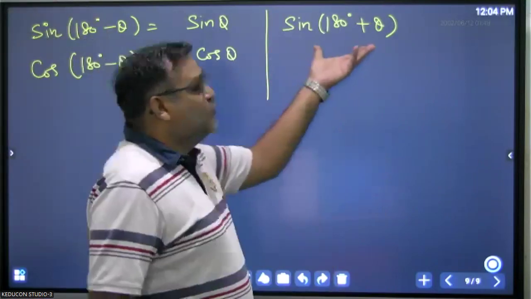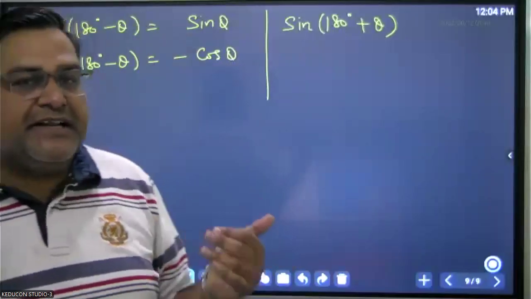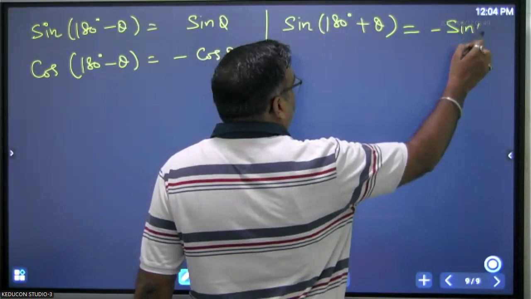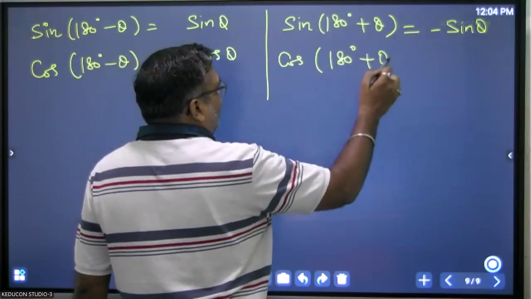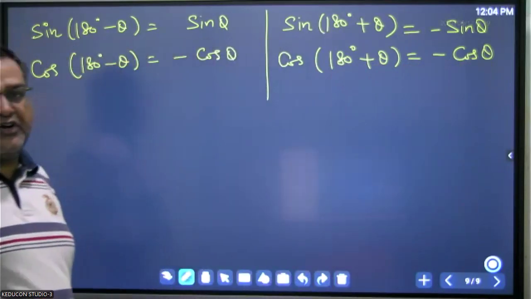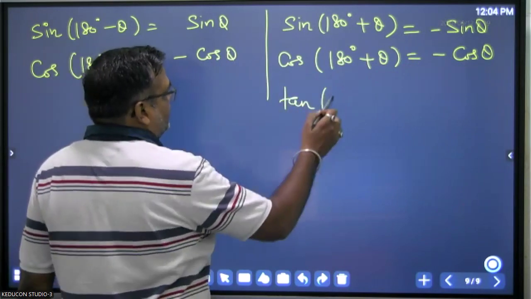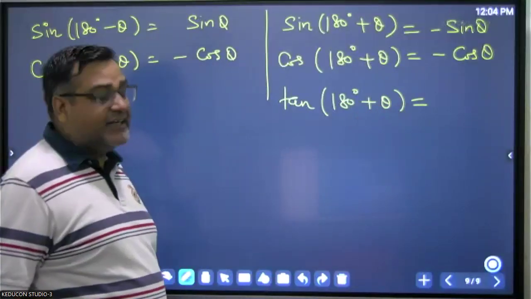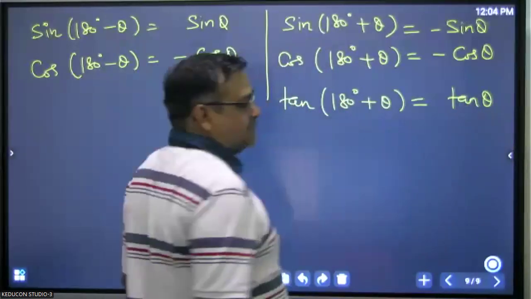Since it is 180, so trigonometric ratio will not change. But as it moves from second to third quadrant where the sign is negative. So therefore sine 180 plus theta will change into minus sine theta, and cos of 180 plus theta, again no change in the t ratio, but the sign in the third quadrant for cos is minus. But if you go for tan theta, as we know tan theta is positive in the third quadrant, so therefore tan of 180 plus theta will be tan theta, right?